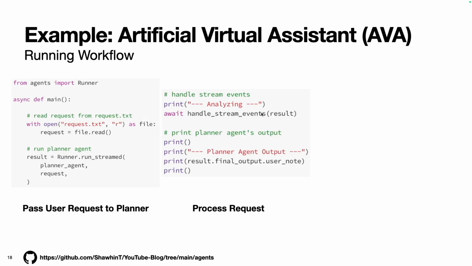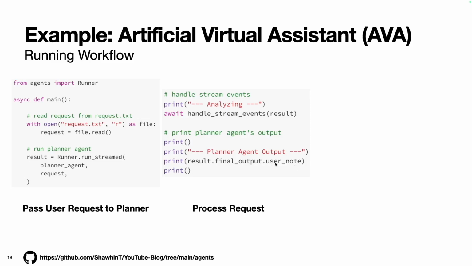And then a key function here is this handle stream events. This is just a custom function I wrote to print various things, like when the agent was changed or when a tool was called, what inputs were passed to a tool, and to print model outputs. Since it's not super important to workflows, I won't show it here, but the code is available in the GitHub repository. But basically the planner agent will run, and then once the planner agent is done, we'll print the response.